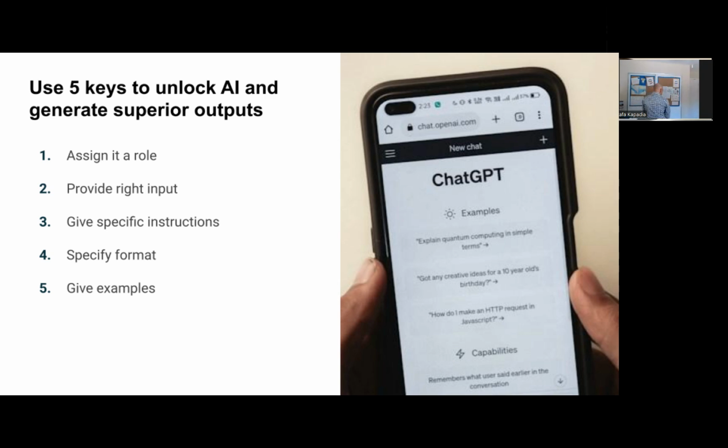The fourth one is always specify formats, especially when the user stories follow a very specific format. When you write OKRs, they follow a specific format. When you write acceptance criteria, they follow a specific format. This is where you start putting it together.